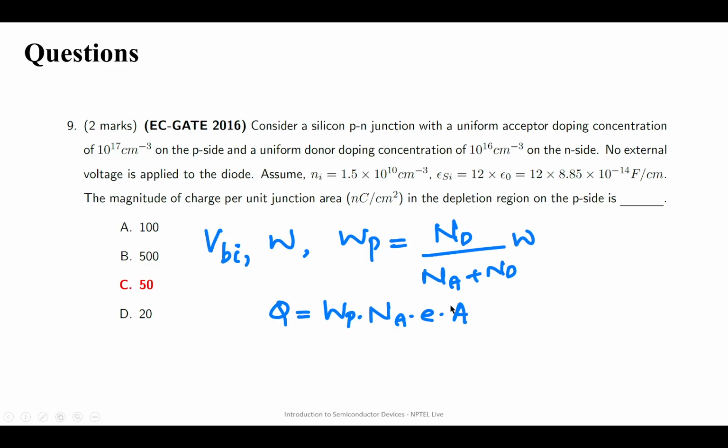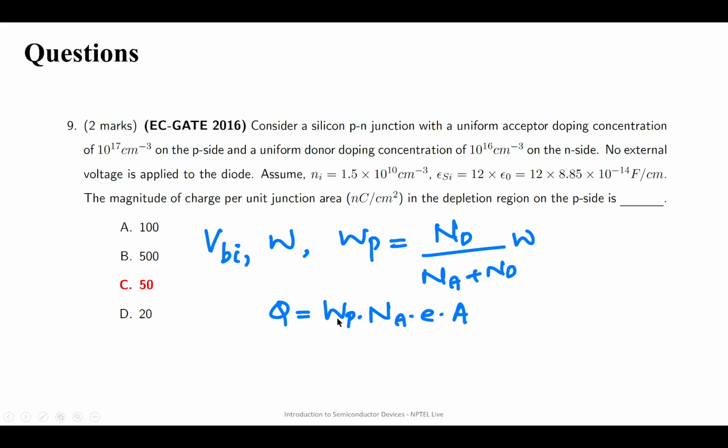It is uniformly distributed over the whole junction area, so we multiply it with the junction area. But in all our calculations we consider everything to be uniform across the junction area, so we don't consider junction area. We only do calculations in one dimension, the linear region. We don't consider y and z because everything is uniform across all y and all z. So what we are actually getting is Q by A, charge per junction area, which is xp times qNA.